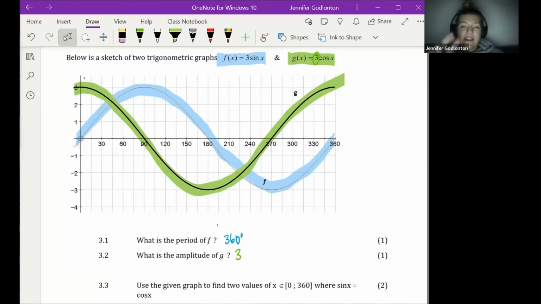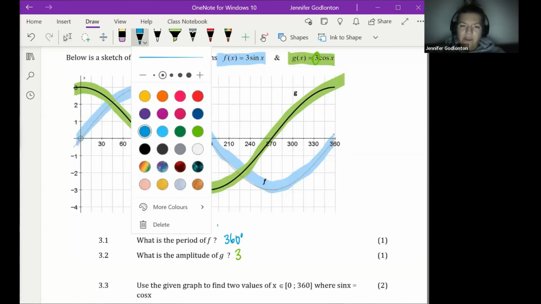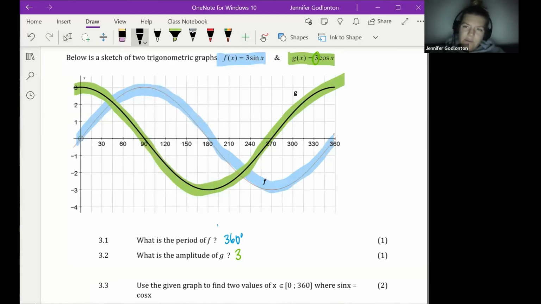Use the graph to find two values of x, where x is between 0 and 360, where sine x is equal to cos x. Okay, so I think this has been written incorrectly because they wouldn't have done graphs that aren't there. So this should be 3 cos x. Okay, so all they're asking is let's just find 2 points on this graph where they are equal to each other. So we've got a point over there, and then we've got a point over there.